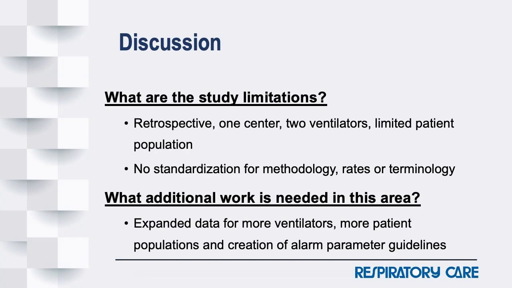So what are the limitations to this study? The limitations are that it's a retrospective study, and I already mentioned how that's not the strongest type of science. It's a single center. It was only 2 ventilators. It was a limited population. It was two different unique pediatric populations. And there's no standardization for methodology or terminology. We need extra information, and we need expanded data for ventilators. We need more patient populations to be able to start looking at and making recommendations for alarms.